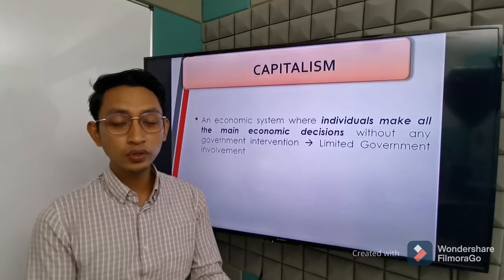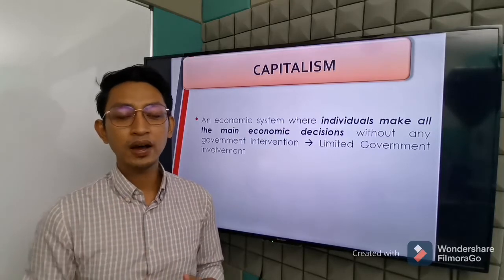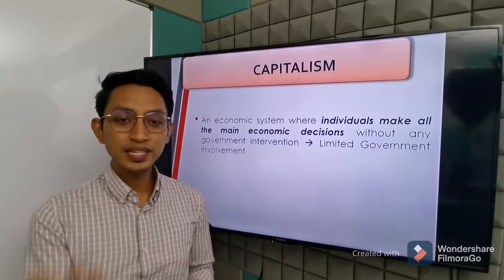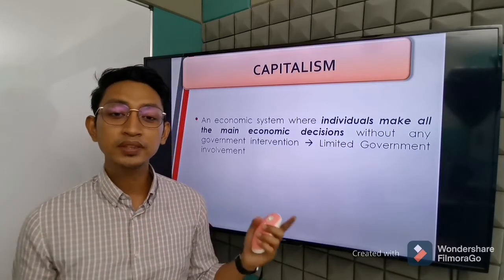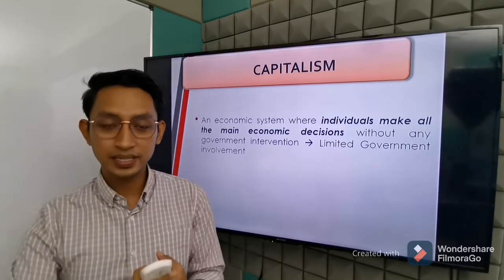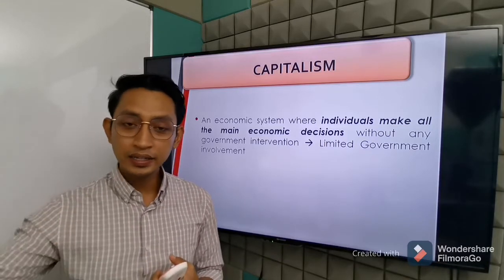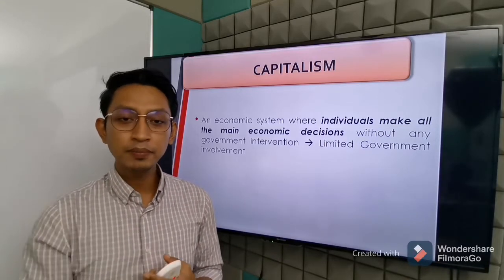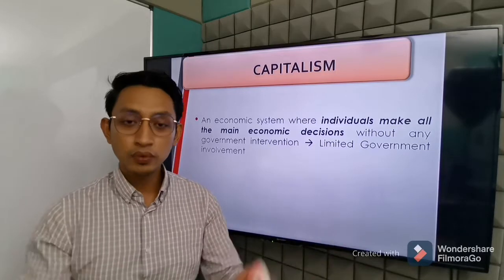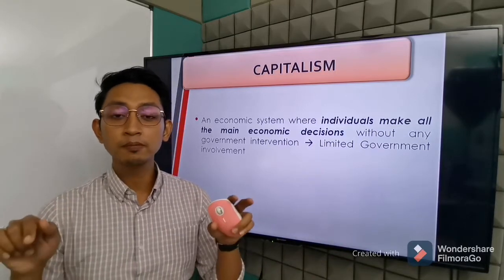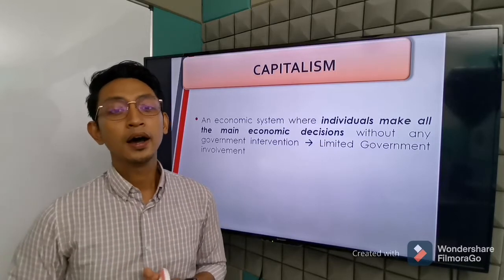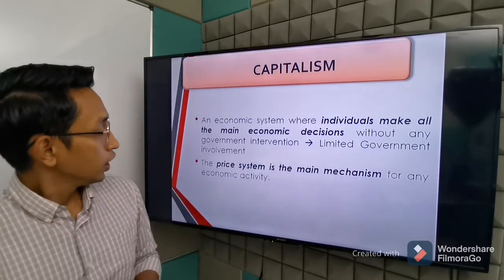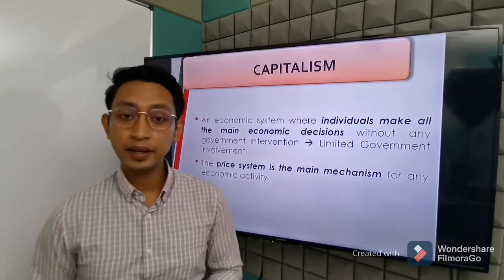Consumers, we have our own goals. Producers, they have their own goals. Producers want to maximize profit. Consumers want to maximize our satisfaction. Sometimes our goals clash. Okay, and here comes the government. They become the middleman that will come out with laws or rules and regulations for both parties to follow, so that both interests will be protected. Okay, so the price system is the main mechanism.